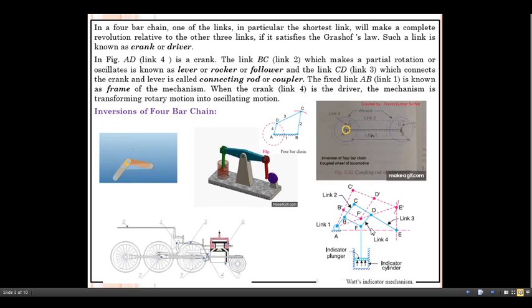The initial position of the mechanism is shown by this dark line, and this shows the displaced position when any pressure acts on the plunger; automatically the displacement of the mechanism takes place. E is the initial position here, and E dash indicates the displaced position because of the pressure acting on the indicator plunger. So this is about the Watt indicator mechanism. I hope that the inversions of the 4-bar chain we have discussed today are clear to you. Thank you.